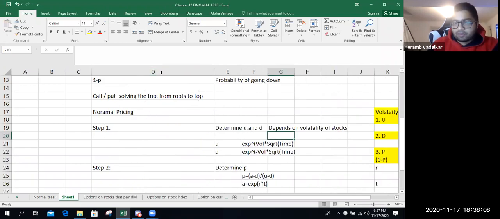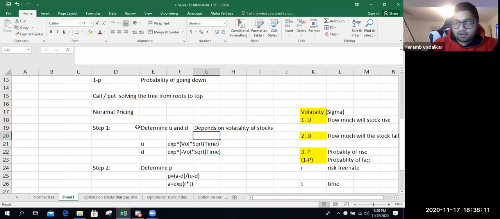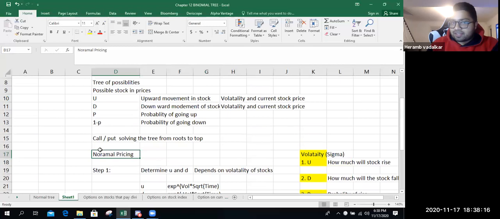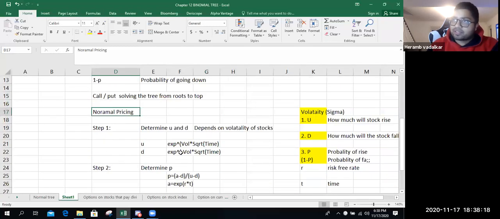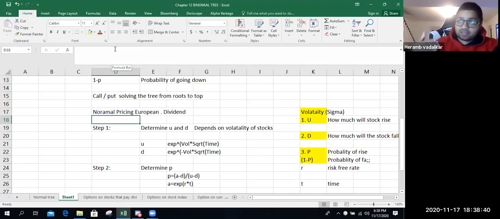If a stock doesn't pay dividend, this is the format that you have to use when the stock doesn't pay any dividend and the prices are normal. So it's a normal stock, European options like calls and puts, and doesn't pay any dividend. So this is the model given for that. There are certain adjustments that you have to do if the option is American, and you have to do certain adjustments if the stock is paying dividends. So we'll see that too.